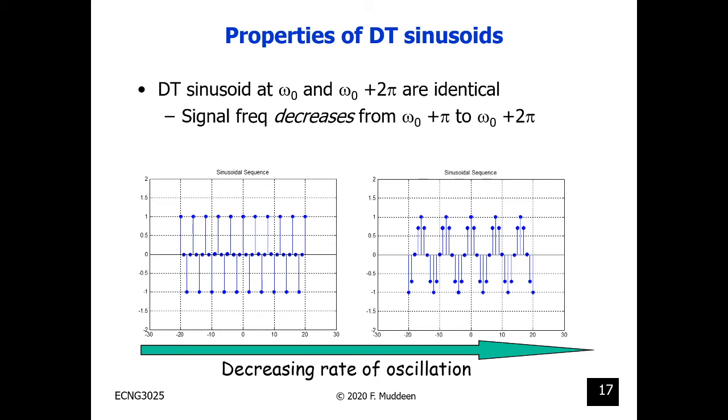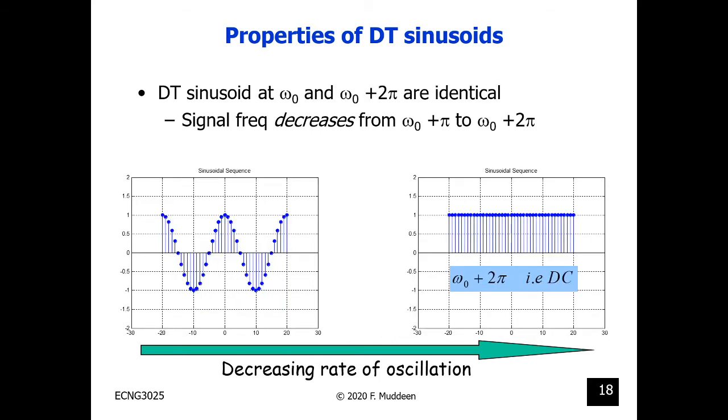And as such, when we get back to omega naught plus 2 pi, it's basically the same thing as if we were at omega naught, meaning that we get back to the original amount of samples required to represent our discretized time sinusoid.